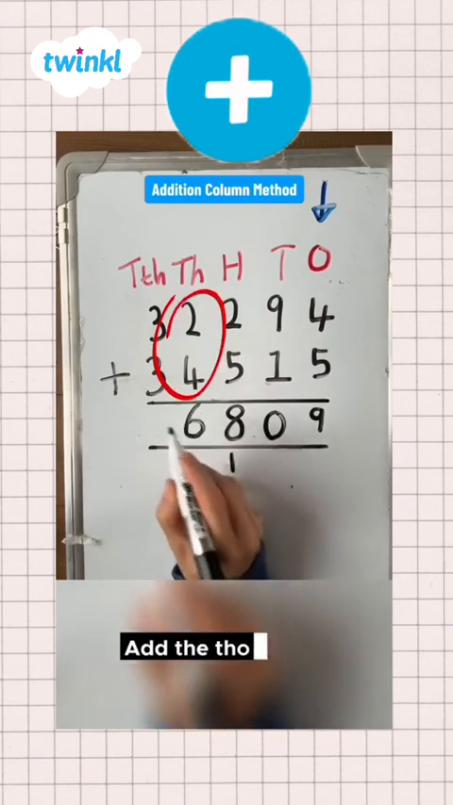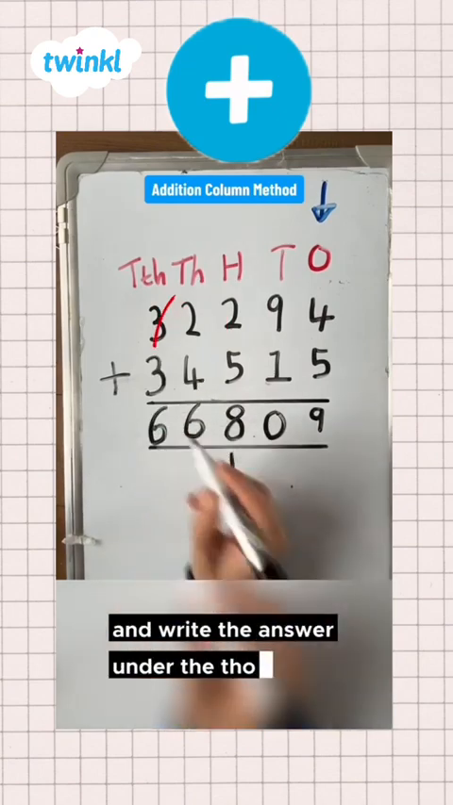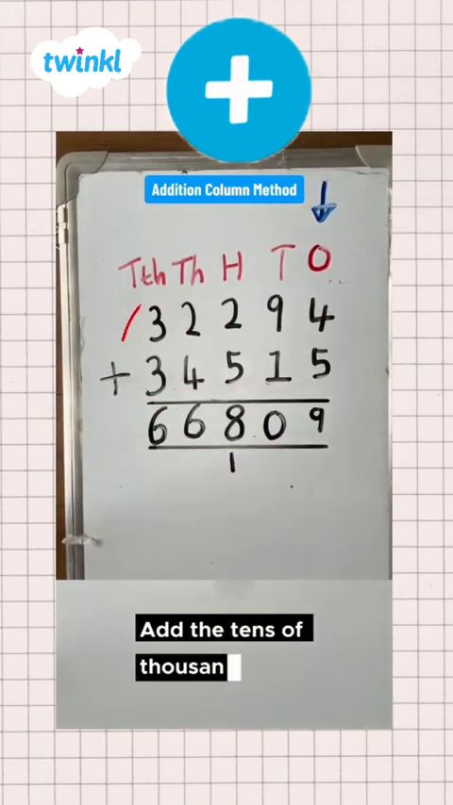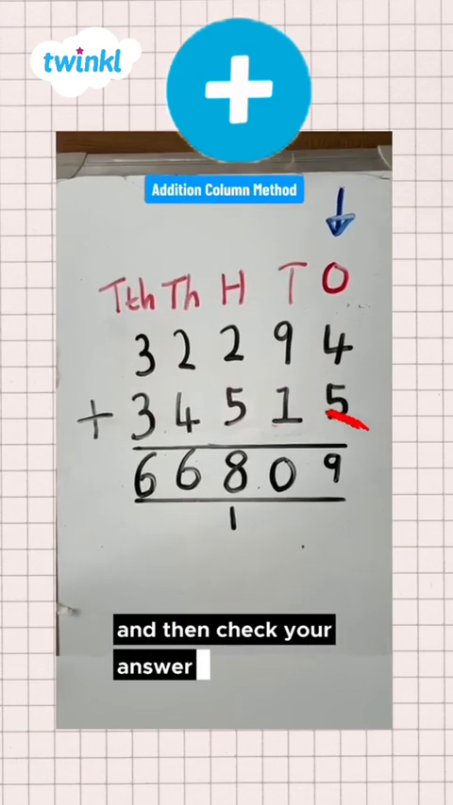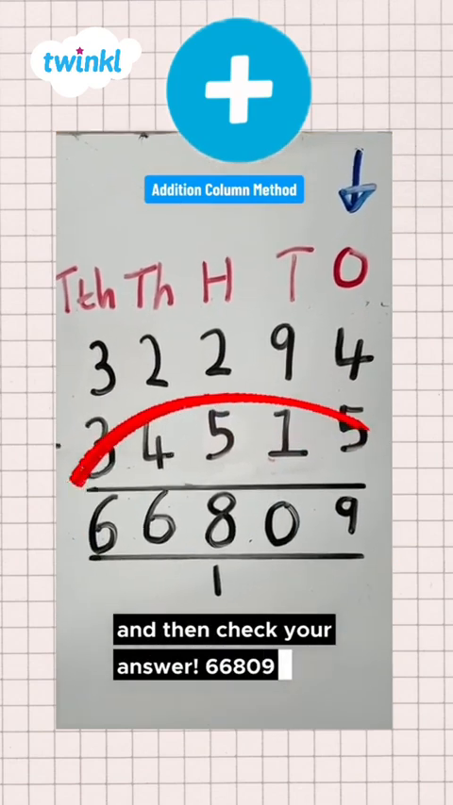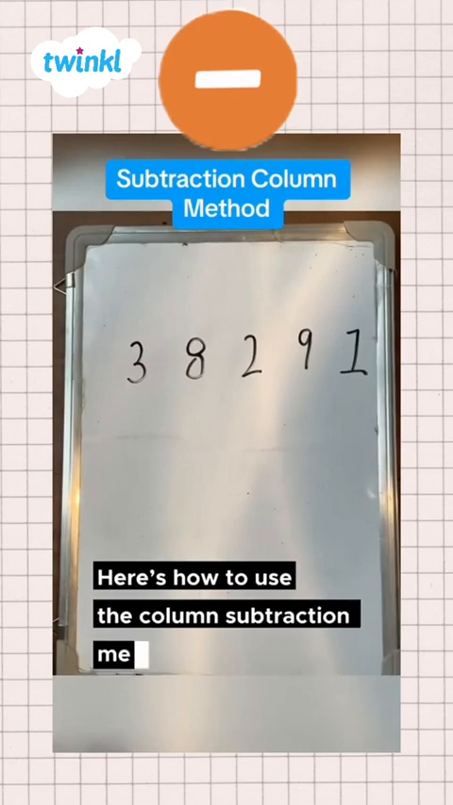Add the thousands and write the answer under the thousands. Add the tens of thousands and then check your answer. 66,809. Here's how to use the column subtraction method.